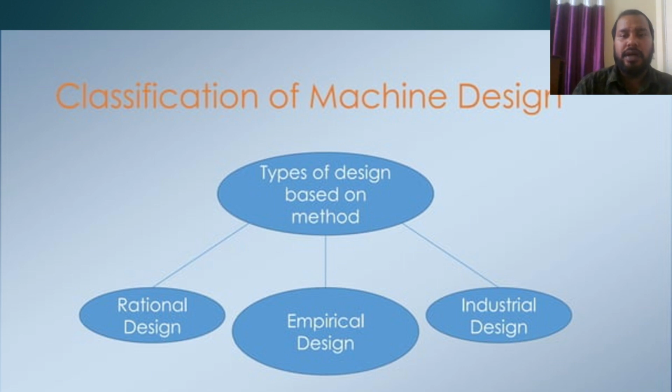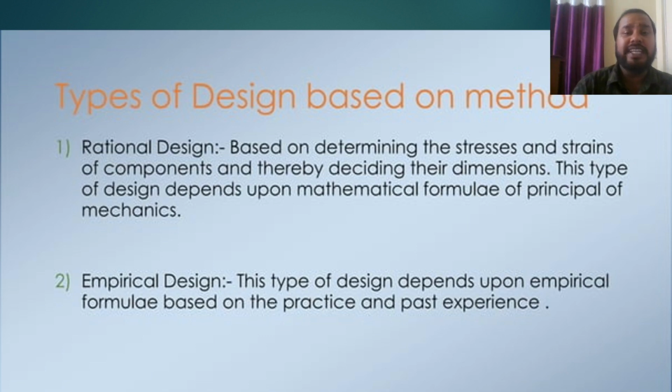So next come to the types of design based on different methods. Now come to the different methods. So there are basically three methods. One is rational design, second is empirical design, third is industrial design. So first is rational design. Rational design is based on determining the stress and strains of the component and thereby deciding their dimensions. This type of design depends upon mathematical formulas and the principles of mechanics.